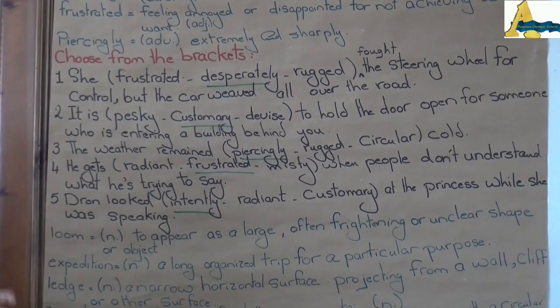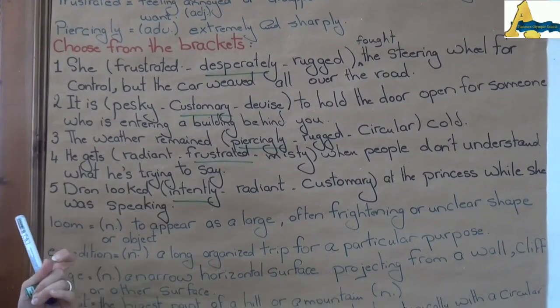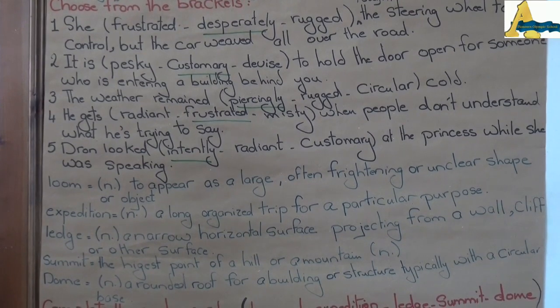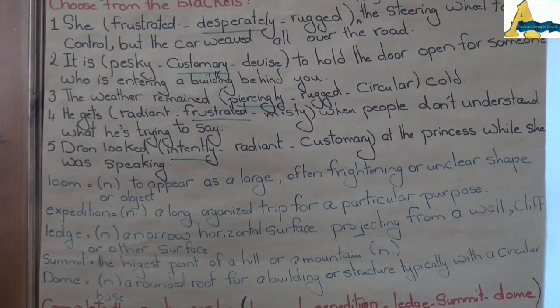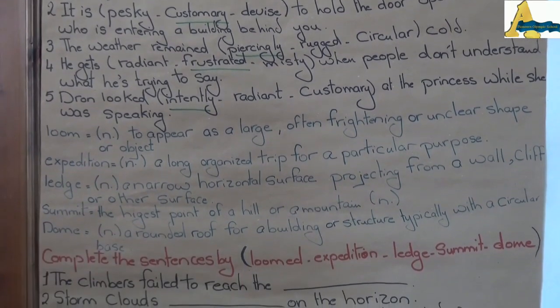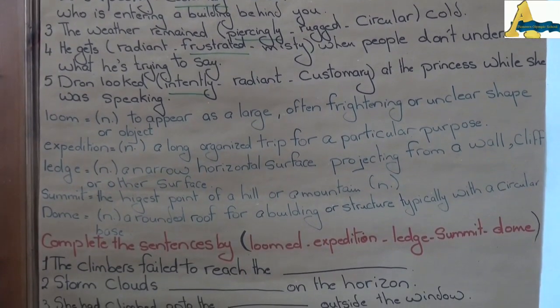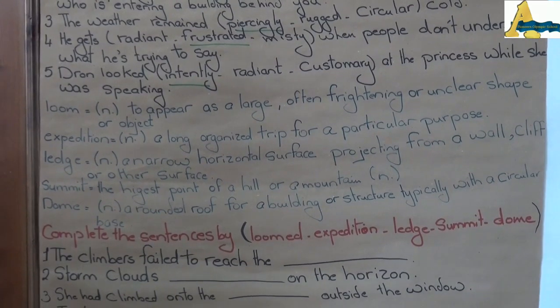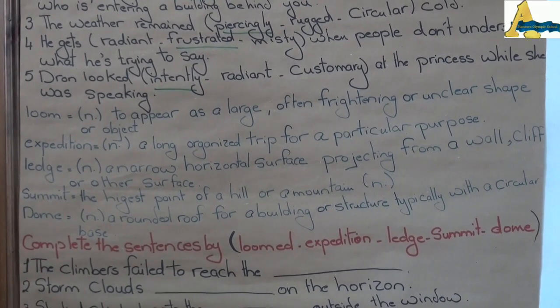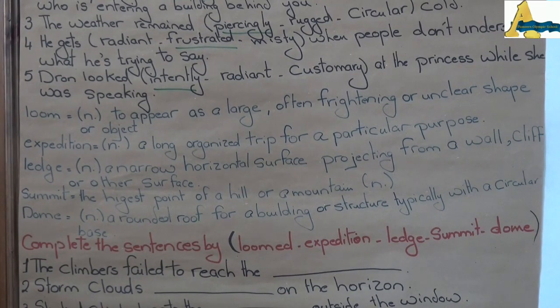Now, other words. Loom, it's a noun, which means to appear as a large, often frightening or unclear shape or object, to appear unclear. Expedition, it's again a noun, which means a long, organized trip for a particular purpose or a reason. Ledge, it's a noun, and it means a narrow horizontal surface projecting from a wall or a cliff or any other surface.